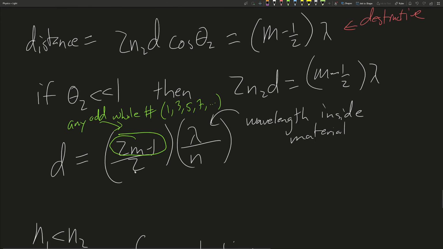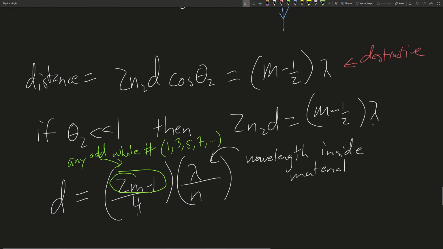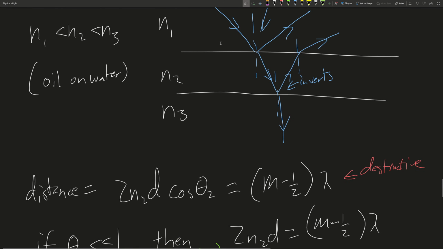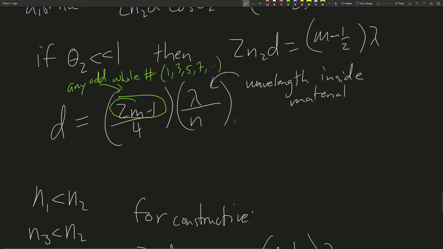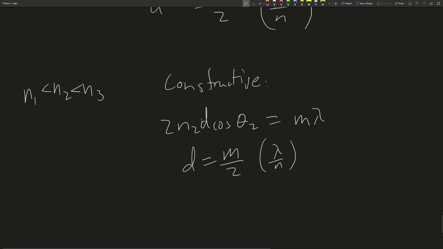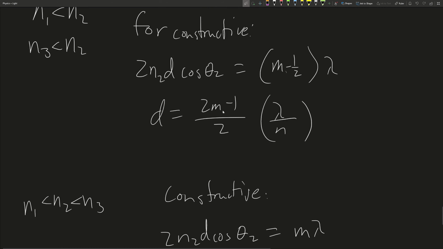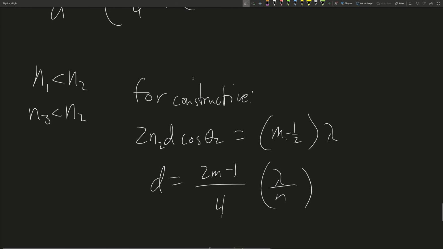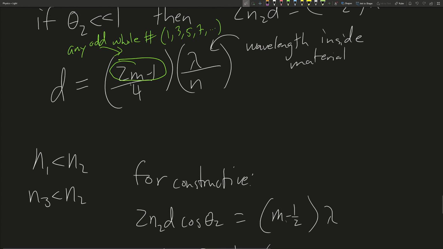I made a mistake. This should be a 4 on the bottom. I forgot about the factor of 2 here. So for destructive interference, whenever you're going from one material to a denser material to an even denser material, it should be 2m minus 1 over 4 times lambda over n. And then for constructive interference here, this should also be a 4 on the bottom. So it's any odd integer over 4.